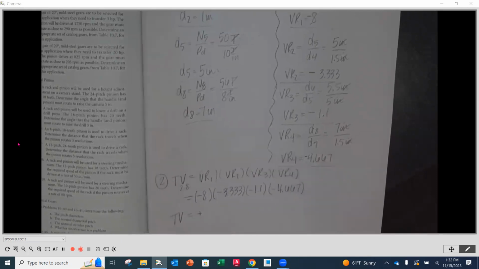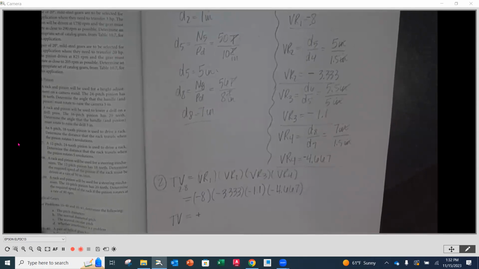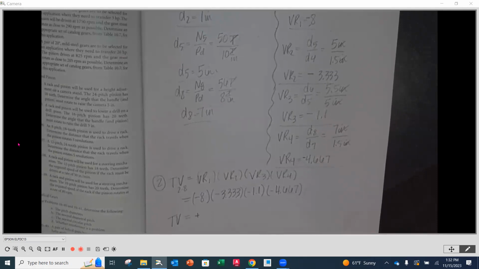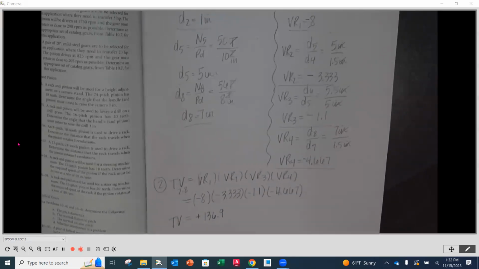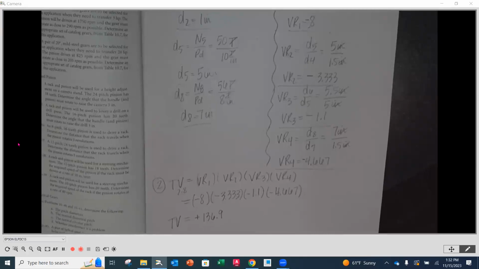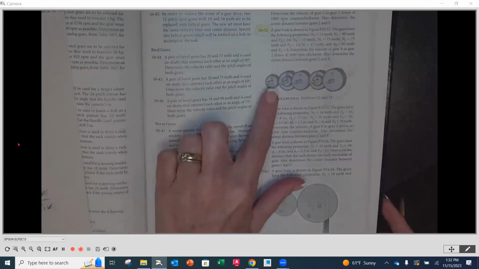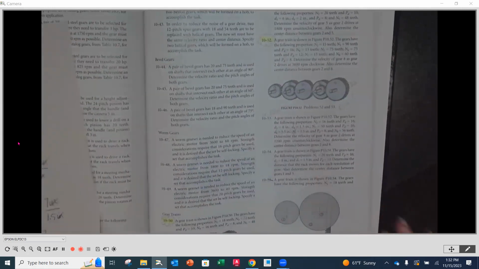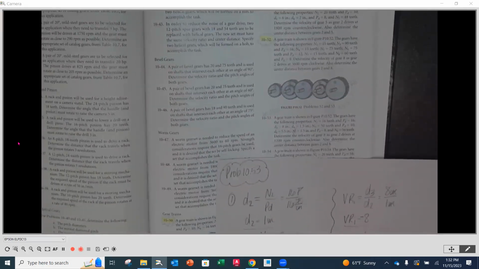So our train value is going to be a positive, what's our number? 136 point, I got 885, right? 136.9, right? No units here. Okay. We know it's positive. So all that tells us then is direction-wise for W8, it's going to be going in the same direction that the input was. And for this problem, it said that gear number 2 is going 1200 counterclockwise. So our W8 is going to go counterclockwise as well.